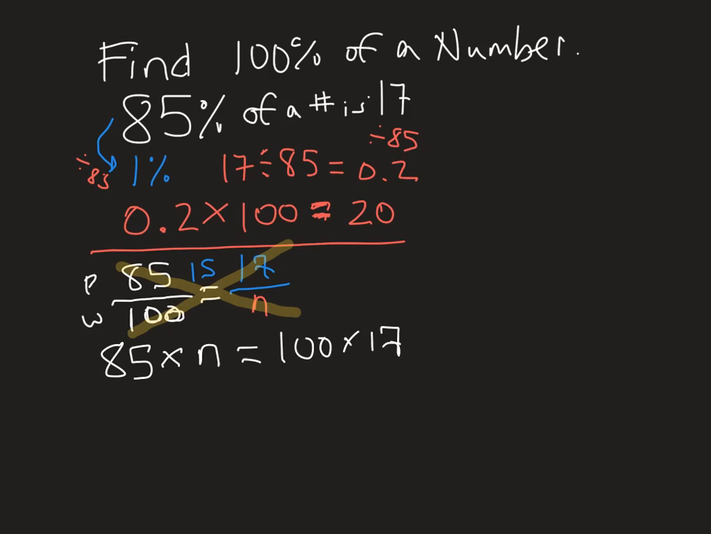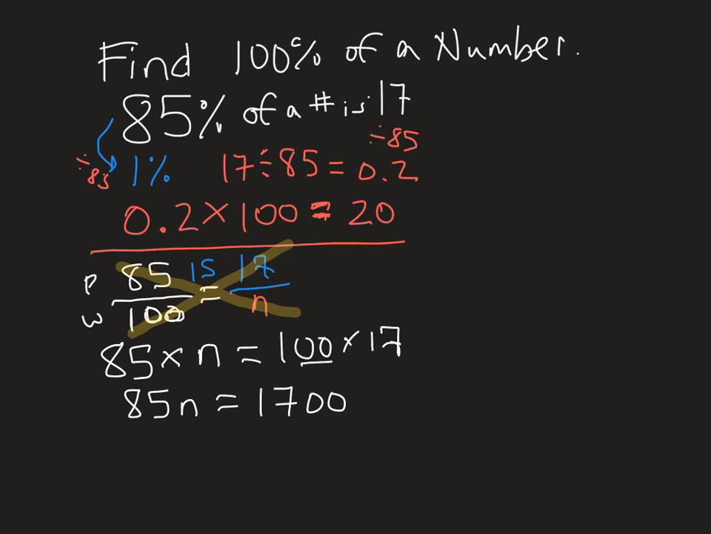So 85 times n is 85n, because I have 85 groups of n, and I can't simplify that further. And 100 times 17 is 100 groups of 17. So it's 1, 7, 0, 0, right? We just attach those two zeros on at the end. Now I have 85n equals 1700.